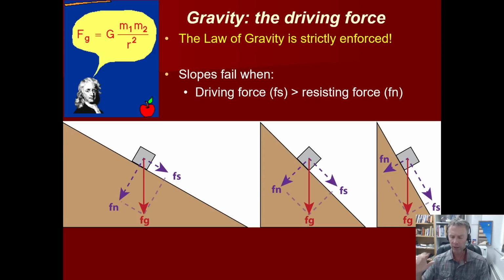And so to explore that in a little bit more detail, let's head down the hall to the classroom for a little demonstration. We'll do a little quiz along with it and learn more about slope angle and slope stability.